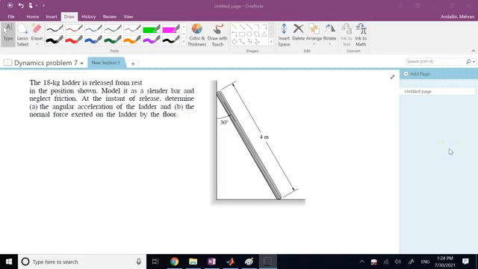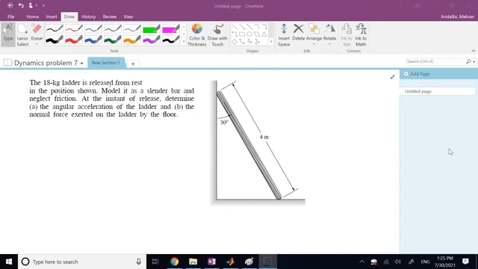Hello everyone. Here we are going to work on a problem for planar or 2D kinetics of rigid bodies. We have a ladder leaning on the wall that has no friction. So there is no friction between the ladder and the wall and between the ladder and the ground.